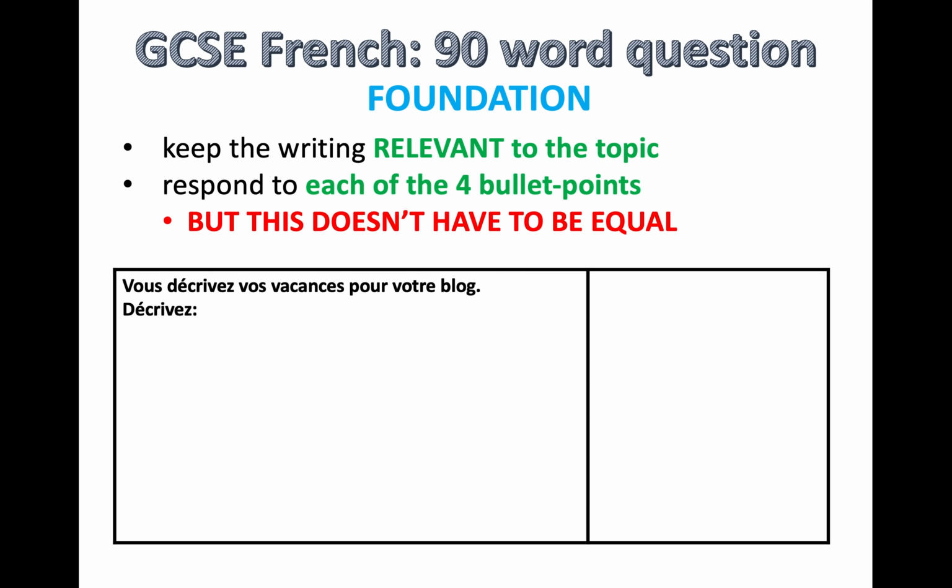So if we've got a question and we've got to keep relevant to the topic and respond to the 4 bullet points, what does that actually mean when we see a question in front of us? Straight away, when we get a question, before we look at the bullet points, we should be able to work out the topic. So here we've got, vous décrivez vos vacances pour votre blog. Straight away, we should be able to see vos vacances and tell that the topic is holidays. That's even before we've looked at the bullet points.